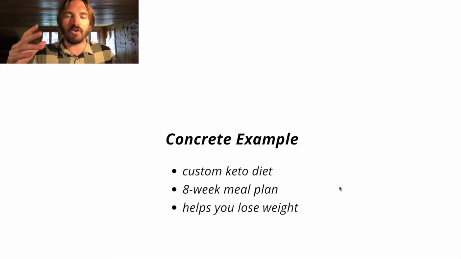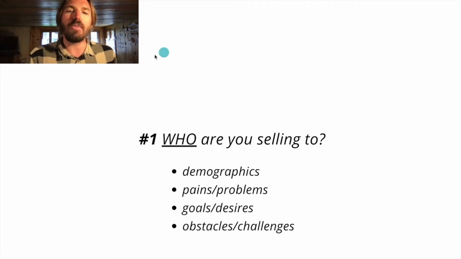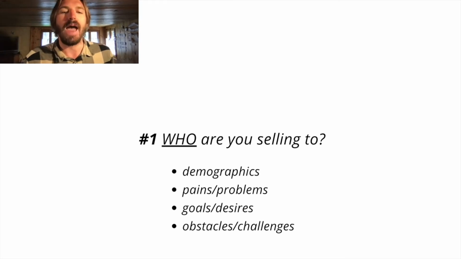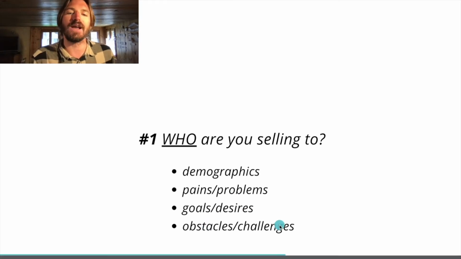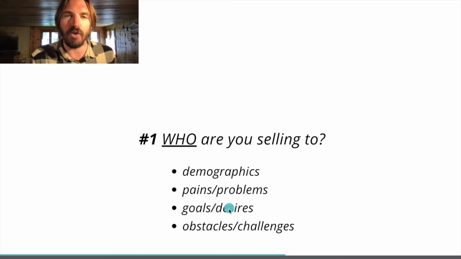Now let's look at our questions again, but with this example in mind, and it's going to be a lot easier to explain. So number 1, who are you selling to? Who's your audience? Okay, so we're going to think about demographics, age, male, female, that sort of thing. We're going to think about their pains and problems. So what are they struggling with? What are their goals and desires? What are their aspirations? What they want to achieve? And finally, what are the obstacles and challenges? What are the roadblocks stopping them from achieving those goals?